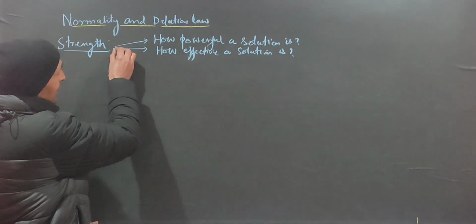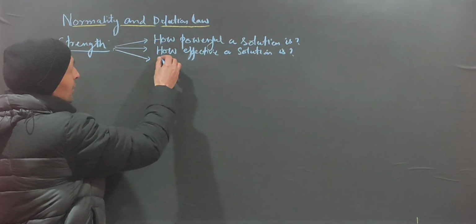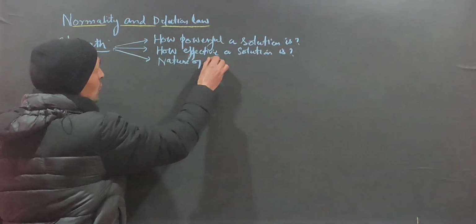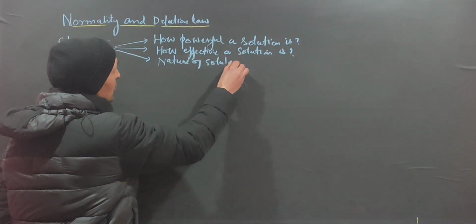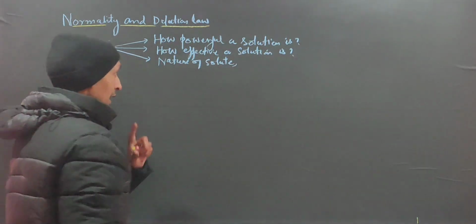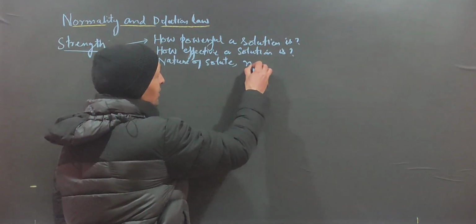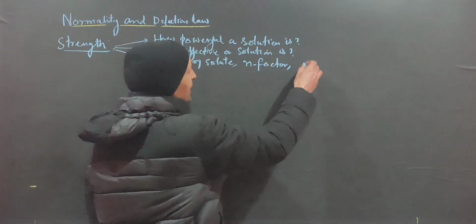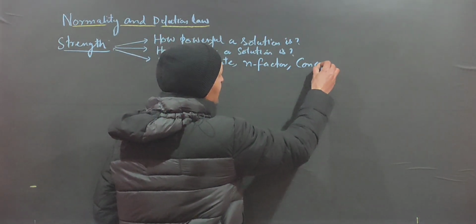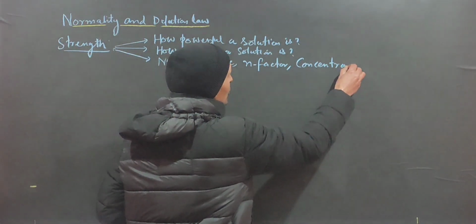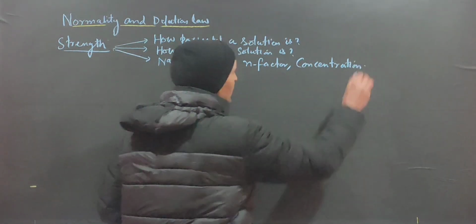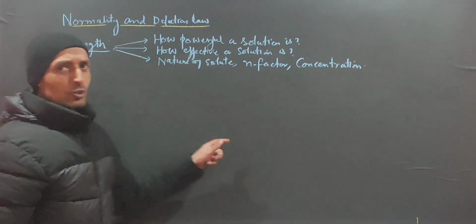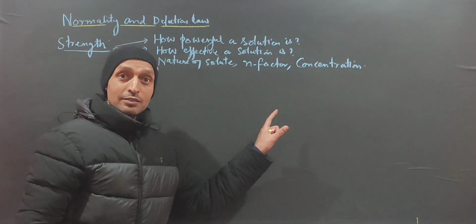This strength depends upon the nature of solute. This is the first thing it depends upon, right? Second, it depends upon the n factor, and third, it depends upon concentration. And this is a term that we have to make use of in normality, right? Nature of solute, everybody knows. N factor. What is n factor?